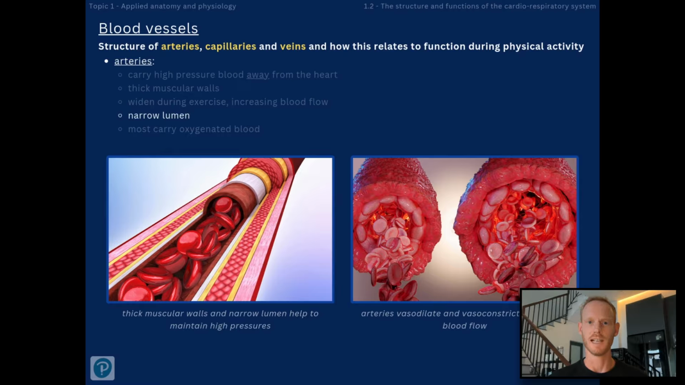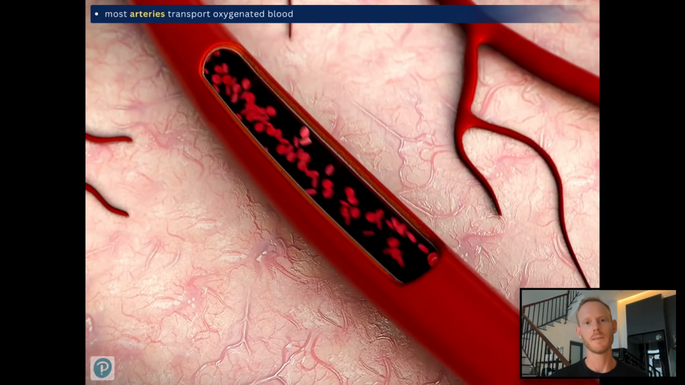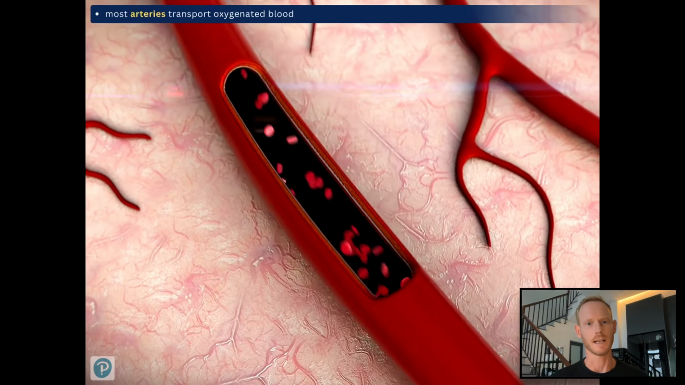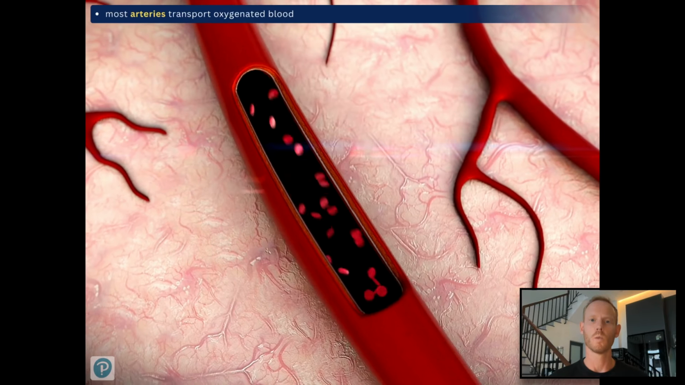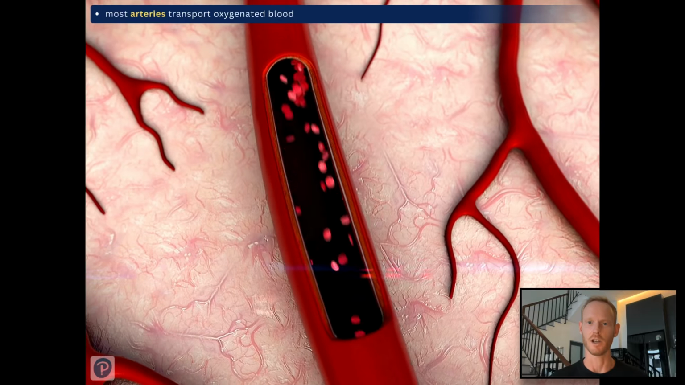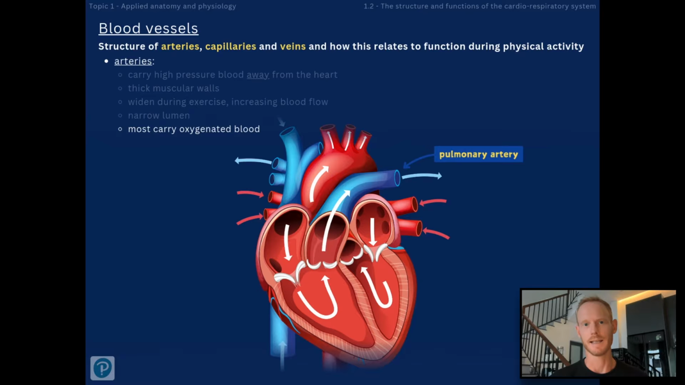Arteries have a relatively narrow lumen, the space inside the vessels, which helps to maintain high pressures, and don't have valves as they're close to the heart, meaning pressure is sufficient to prevent backflow. Arteries typically transport oxygenated blood. This is important in physical activity and sport because the working muscles need oxygen to respire, produce energy, and contract. The pulmonary artery is an exception as it carries deoxygenated blood from the heart to the lungs.